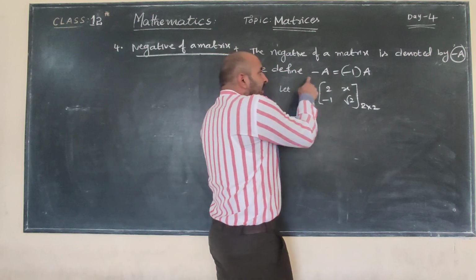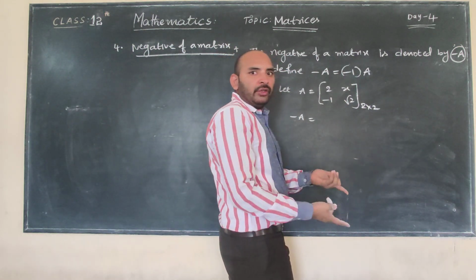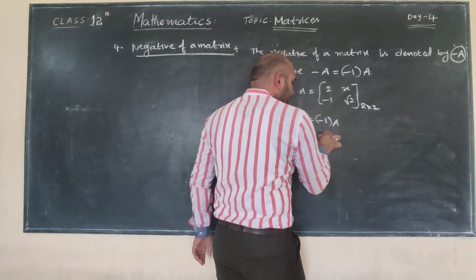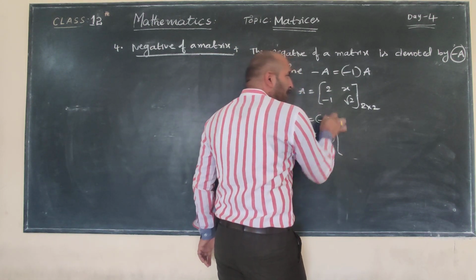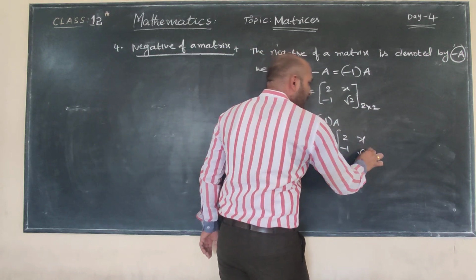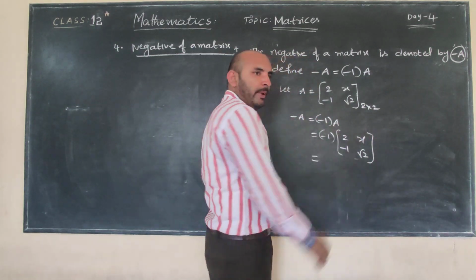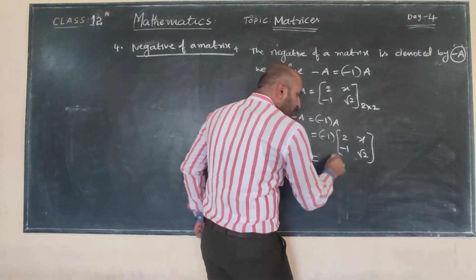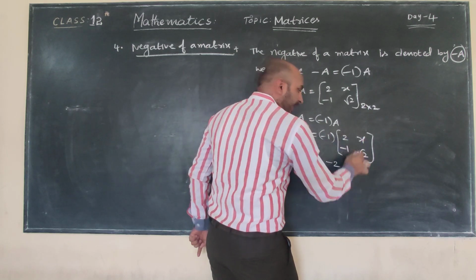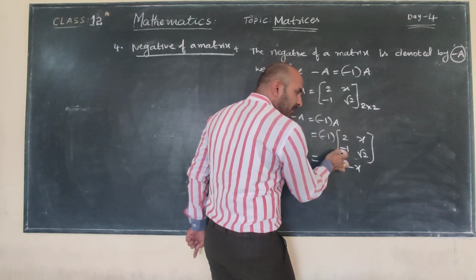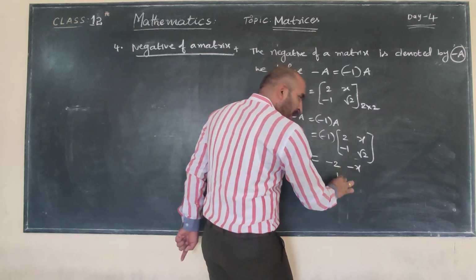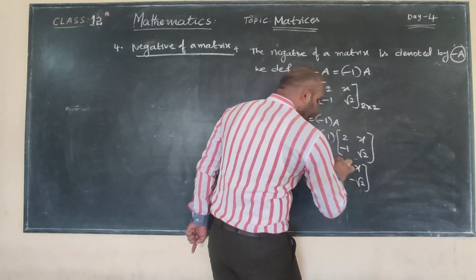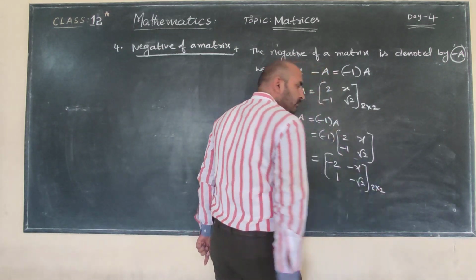So internally minus is nothing but minus 1 into A, that is one single minus. So minus 1 into A is equal to minus 1 into the capital A matrix, 2, x, minus 1, root 2. It is equal to the negative value multiplied with all the elements: minus 1 into 2 is minus 2, minus 1 into x is minus x, minus into minus is plus 1, and minus 1 into root 2 is minus root 2. This is the order 2 cross 2.